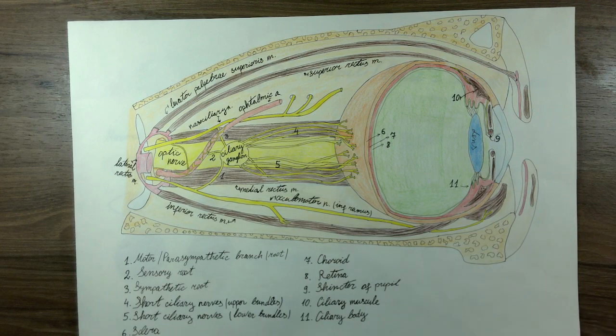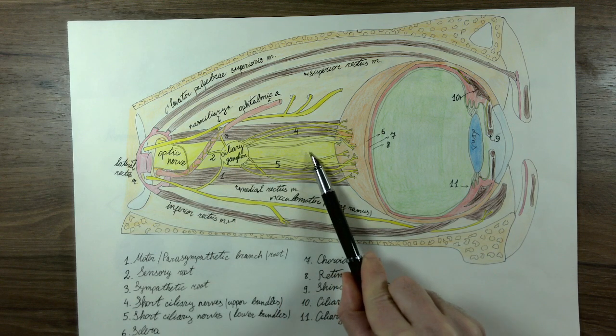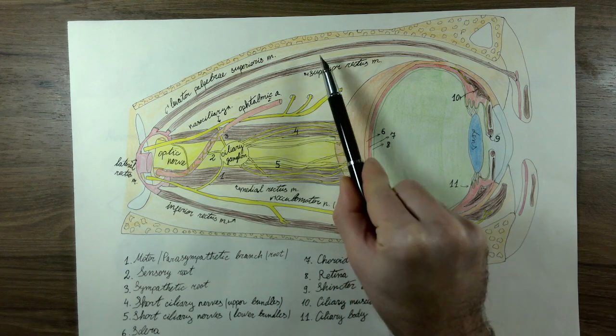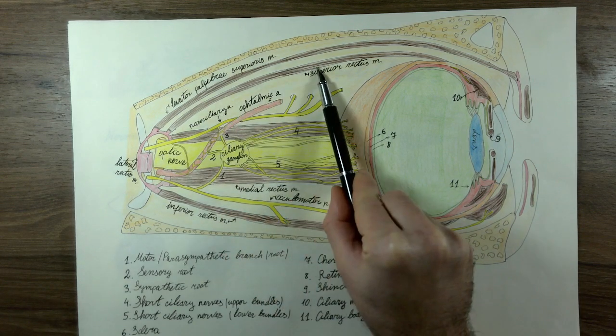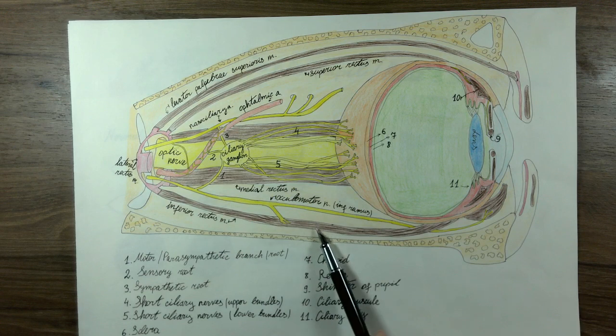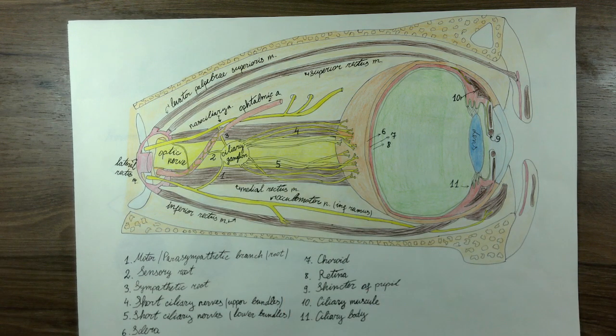Why have I drawn it from the lateral side? Because the ciliary ganglion is on the lateral side of the optic nerve. Above you would see the levator palpebrae muscle and the rectus superior muscle. Below the rectus inferior muscle, and medial the rectus medialis muscle.